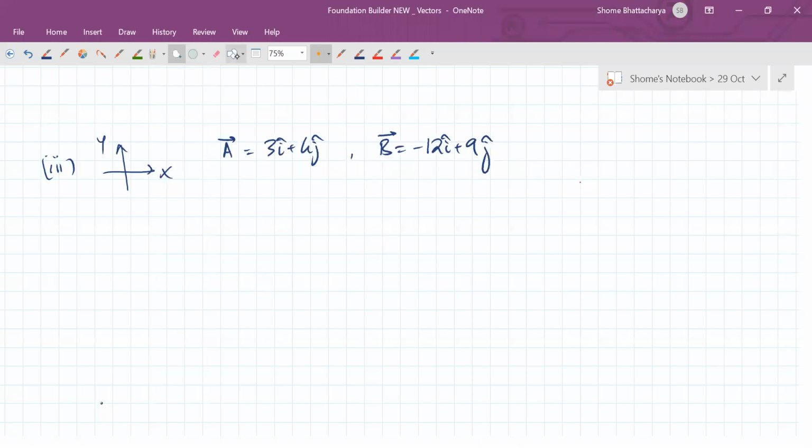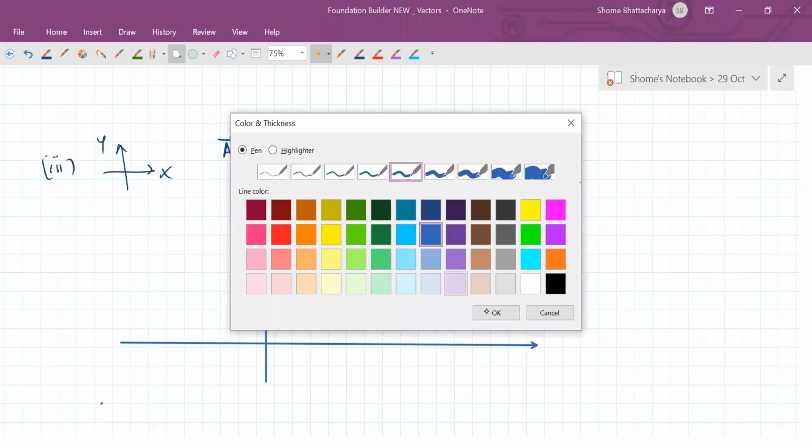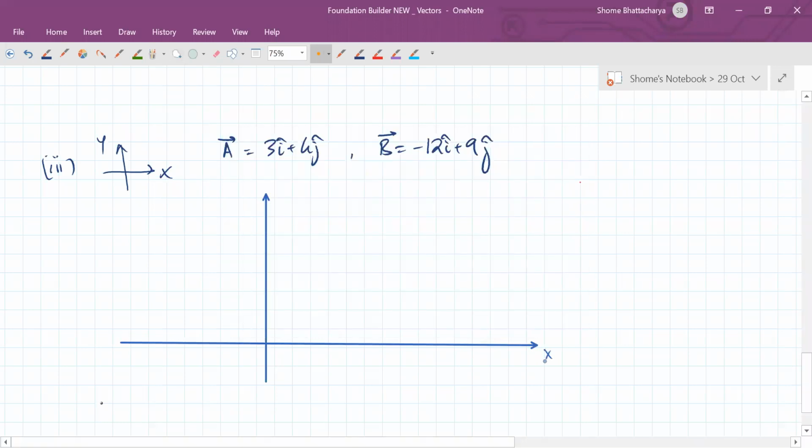So here one very simple thing we can do is we can just draw the given two vectors in the xy plane. So we just geometrically construct these vectors.